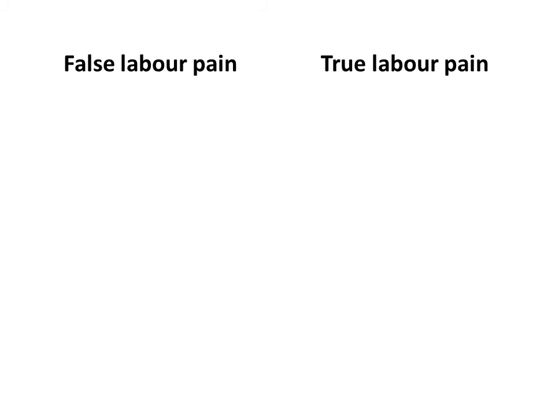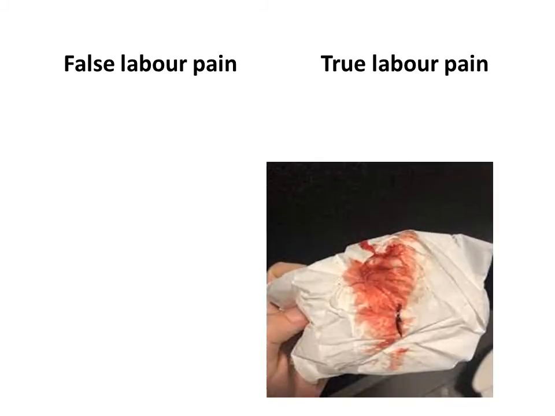When the cervix dilates in true labor pain, some blood mixed with mucoid discharge will come out because of the cervical dilatation. This discharge is called show. So in true labor pain the show is present, but in false labor pain the show is absent, because cervical dilatation never happens in false labor pain.